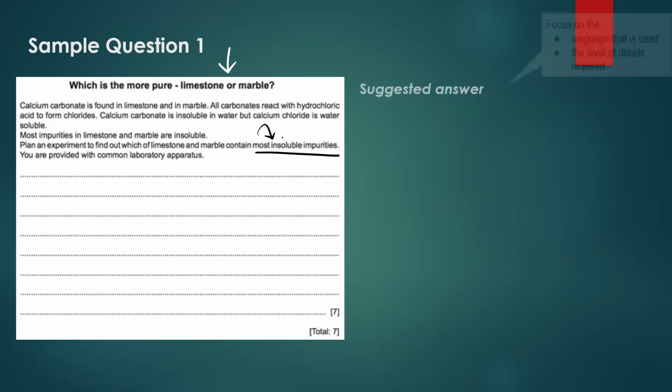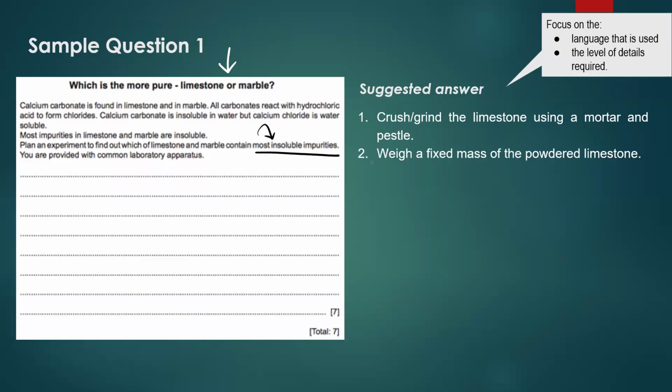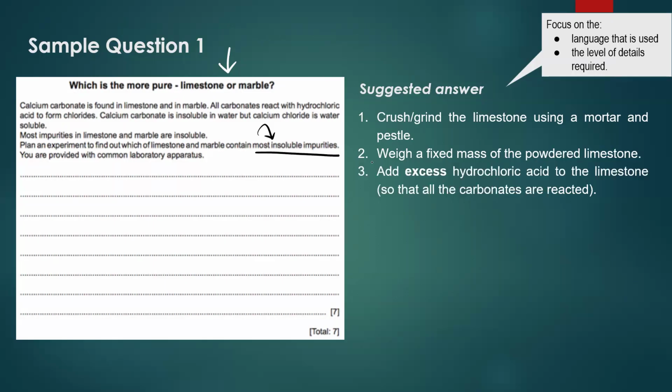So how will we do it? Suggested answer. Take care of the language which is used and the levels of detail which are required. You don't have to mention all of the story. Just give a to-the-point answer. First of all, crush and grind the limestone using a mortar and pestle. Weigh a fixed mass of powdered limestone. Add excess hydrochloric acid to the limestone to make sure that all the carbonate has reacted.